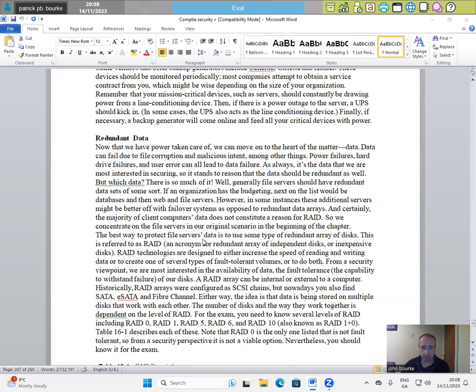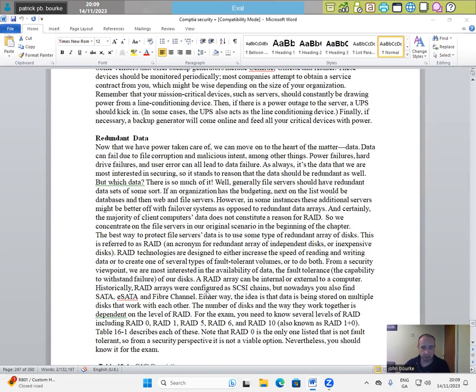The best way to protect file server data is to use some type of redundant array of disks. This is referred to as RAID, an acronym for Redundant Array of Independent Disks or Inexpensive Disks. RAID technologies are designed to either increase the speed of reading and writing data, or to create one of several types of fault-tolerant volumes, or to do both. From a security viewpoint, we are most interested in the availability of data, fault tolerance, the capability to withstand failure of our disks. A RAID array can be internal or external to a computer.